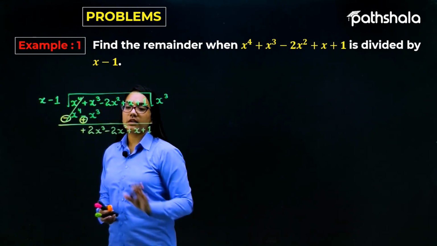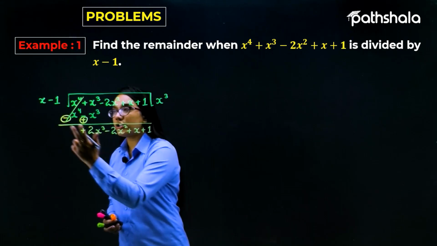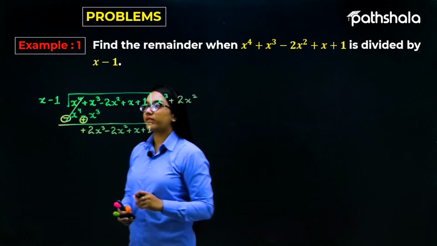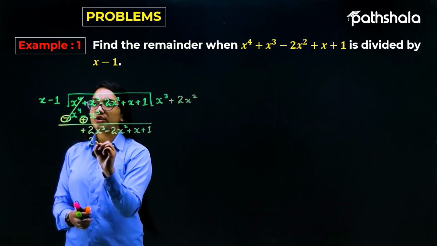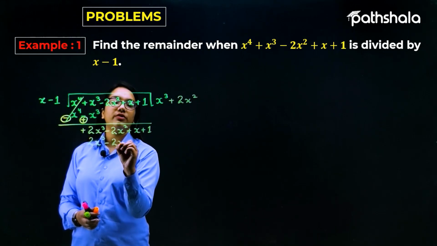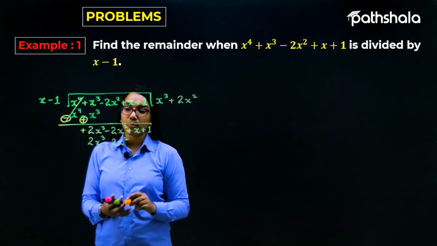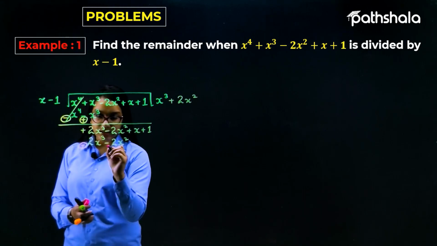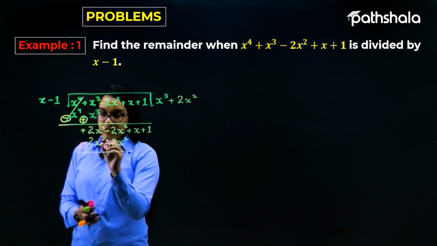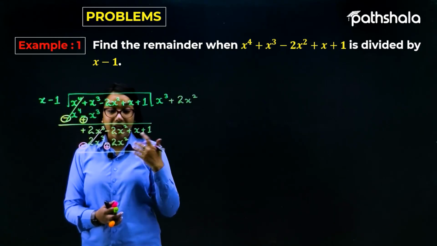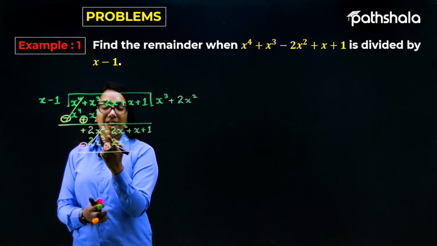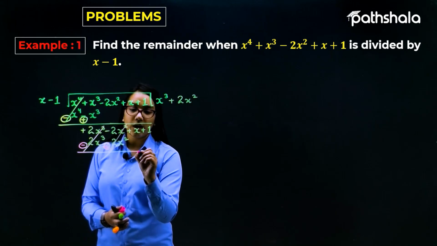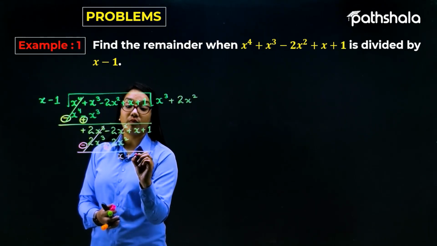Now this is our new dividend. Again, we divide the very first term by the very first term, so it would be 2x square. Now let's multiply 2x square with all the terms: 2x cube minus 2x square. Again we subtract both, so we change the signs first. Both of these terms get cancelled with each other, because this is minus 2x square and this is plus 2x square. So at the end, what we are getting is x plus 1.